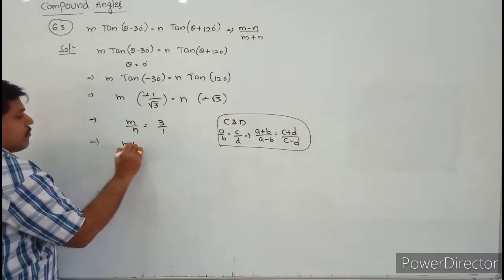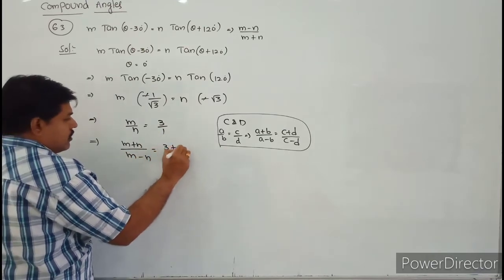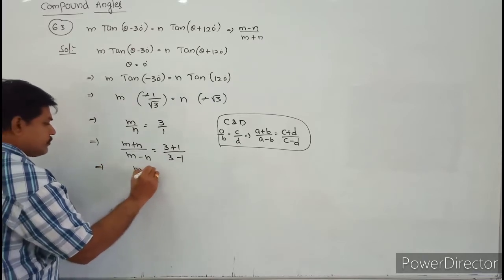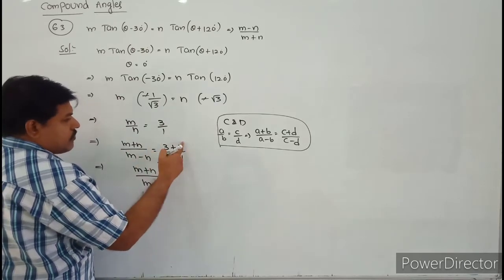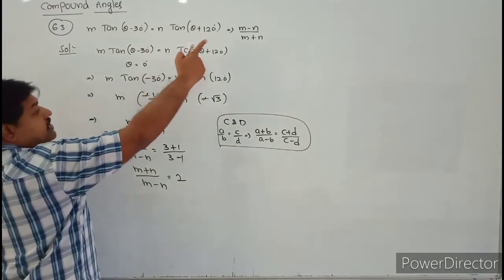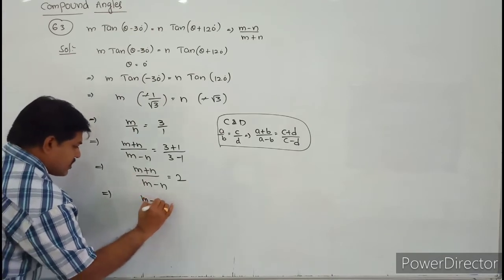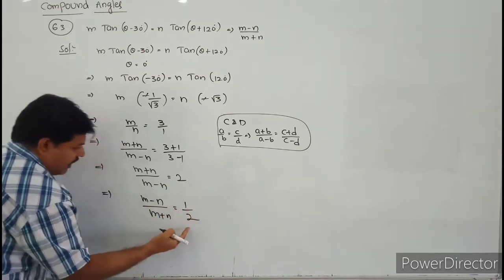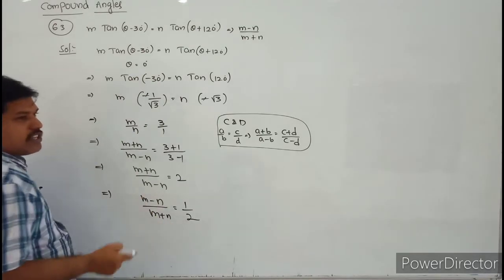So (m + n)/(m − n) is equal to (3 + 1)/(3 − 1). So what happens, students? (m + n)/(m − n) is equal to 3 plus 1, which is 4, by 2, which is 2. But in the question they are asking for (m − n)/(m + n), so that is why we take the reciprocal. So (m − n)/(m + n) becomes 1 by 2. When θ is equal to 0°, the value of (m − n)/(m + n) is 1 by 2.